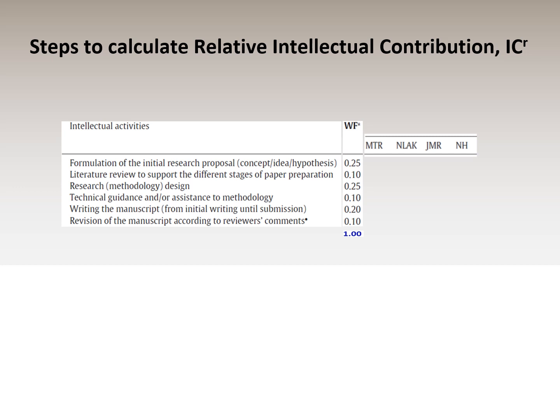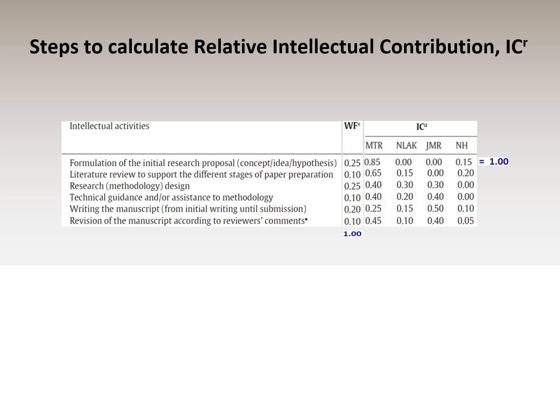Then we need the list of authors who will be evaluated for their contribution. In the next step, contribution of each author for each intellectual activity is assigned. In this example, contribution for formulation of the research proposal of MTR is 85% and NH is 15%, while the other two authors did not have any contribution. The sum of contribution to each intellectual activity by all authors also must be 1 or 100%. In a similar manner, contribution of all authors for other intellectual activities are also assigned. Again, the sum of each of those must remain 1.